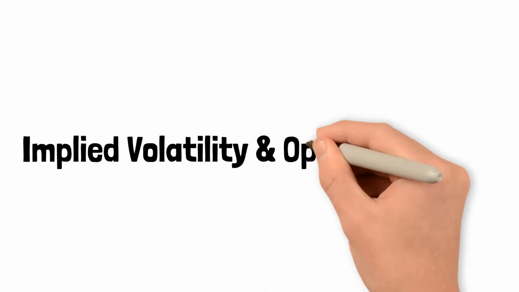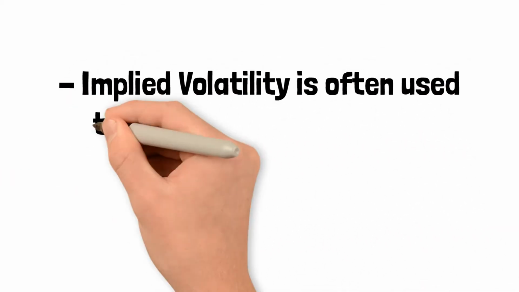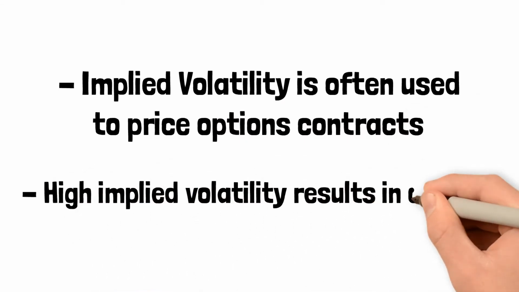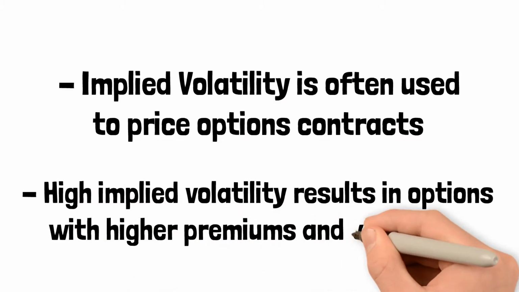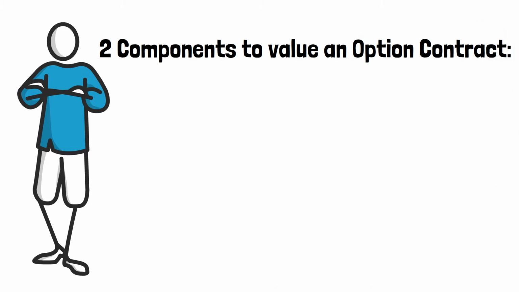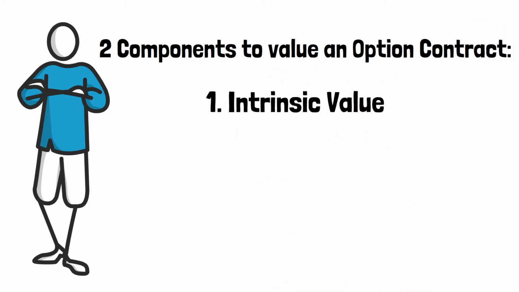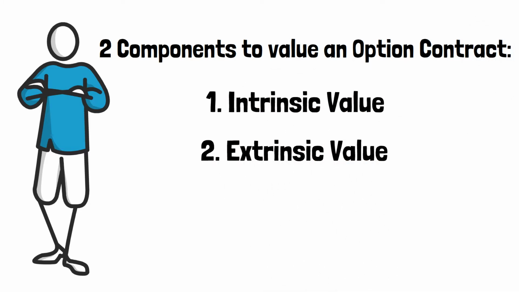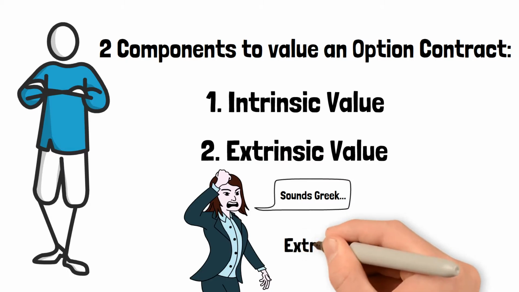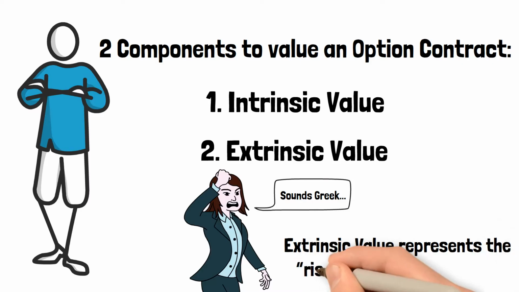Implied volatility and options trading. Implied volatility is often used to price options contracts. High implied volatility results in options with higher premiums and vice versa. As you probably already know, we use two components to value an option contract: intrinsic value and extrinsic value. If you're new to options and this sounds Greek to you, the extrinsic value represents the risk premium in an option.